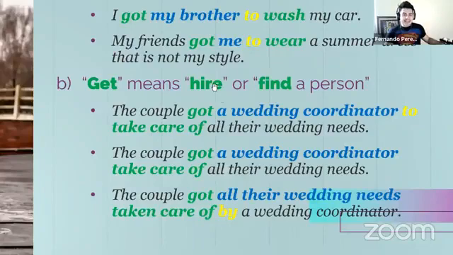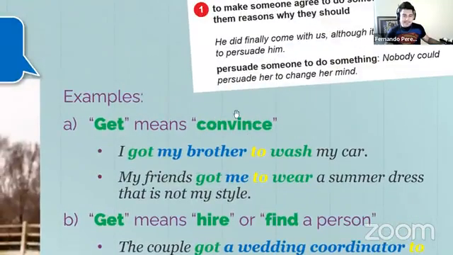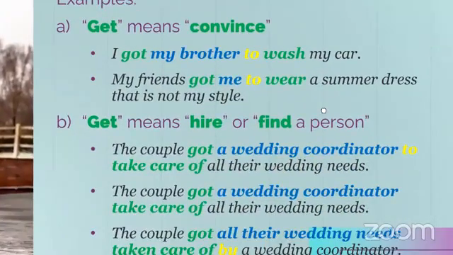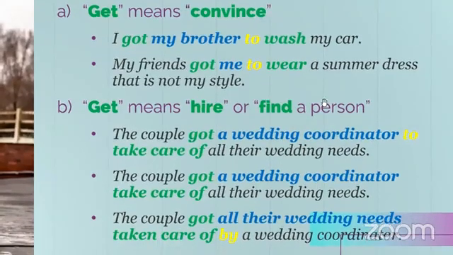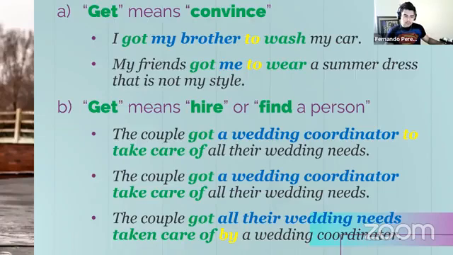So get can mean hire and can mean convince. But for example, in the first example of both letter A and letter B, in both cases "got to" is being used, right? In both cases, that's right. But is it only the context which gives you the information about whether the verb is being used for expressing convince or hiring?